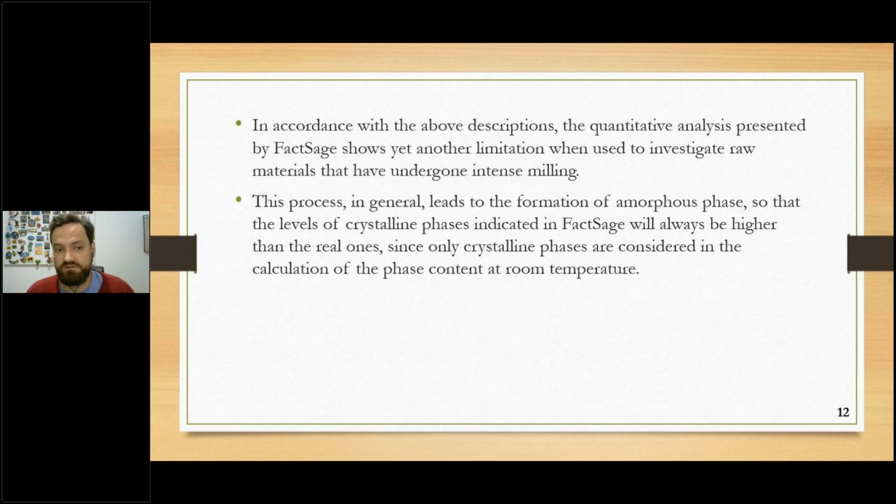In accordance with the above description, the quantitative analysis presented by FactSage shows yet another limitation when used to investigate raw materials that have undergone intensive milling. This process, in general, leads to the formation of amorphous phase, so that the levels of crystalline phases indicated in FactSage will always be higher than the real ones, since only crystalline phases are considered in the calculation of the phases content at room temperature.